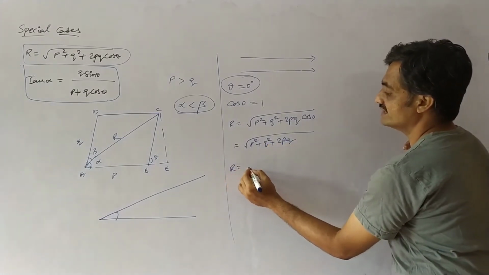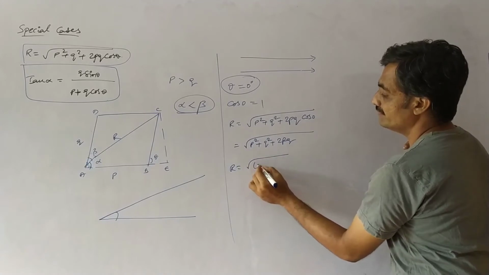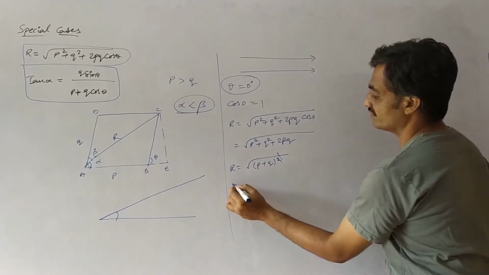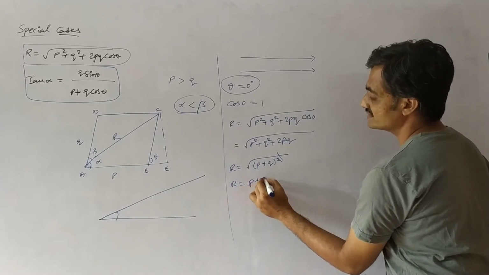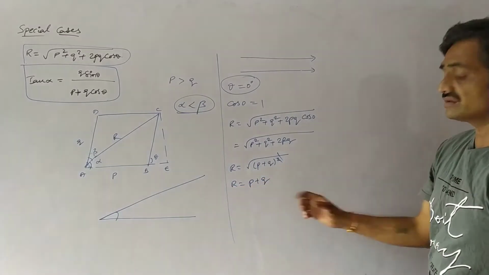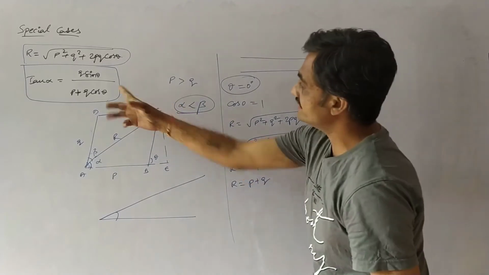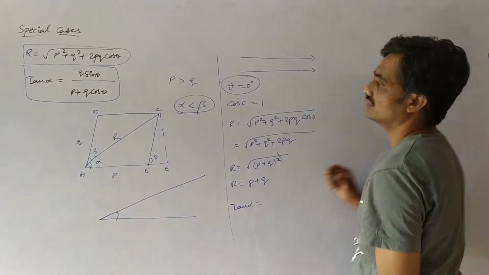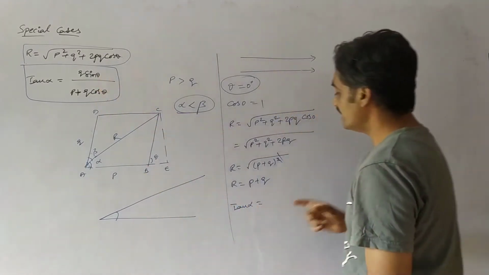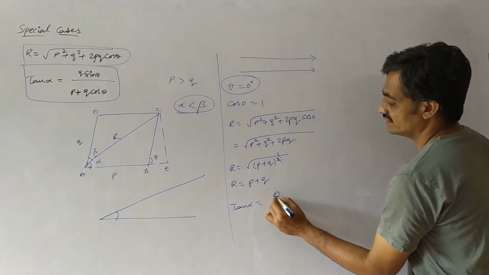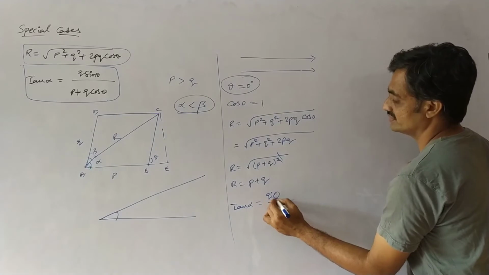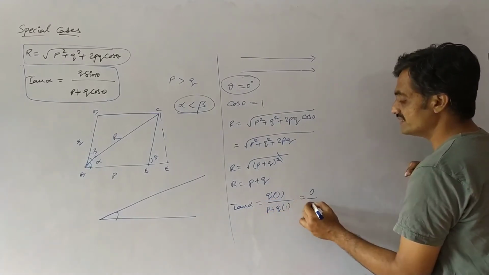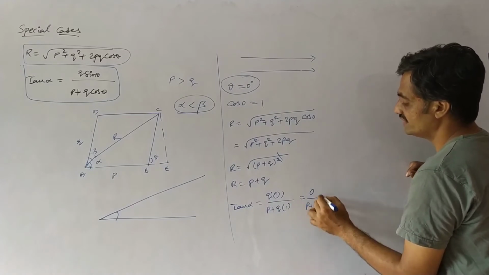Then we can write it as under root of (p plus q) whole square. The square and root get cancelled, then we have r equals p plus q. Now we have to represent the direction, where tan alpha equals q sin theta by p plus q cos theta. We know that sin 0 is 0, so q into 0 by p plus q into cos 0, which is 1. 0 by something, we get 0.